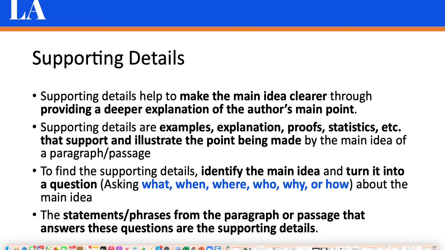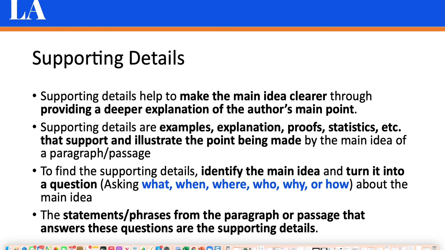Supporting details help to make the main idea clear through providing a deeper explanation of the author's main point. Supporting details are examples, explanations, proofs, statistics, etc. that support and illustrate the point being made by the main idea of the paragraph or passage.